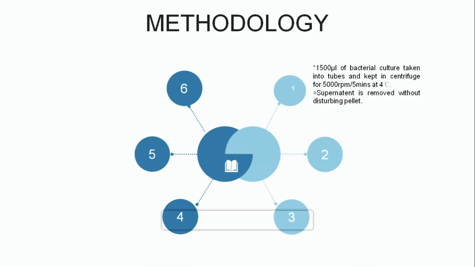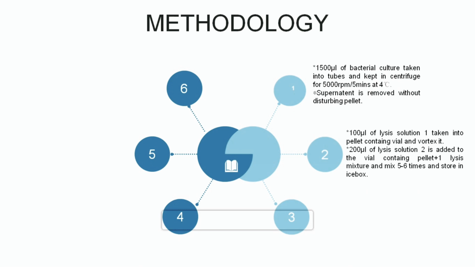And now the volume is set to 100 microliters. The lysis solution 1 of 100 microliters is taken into the pellet-containing vial and vortexed. Now again it is set to 200 microliters. Lysis solution 2 is added to the vial containing the pellet and mixed with the help of vortex 5 to 6 times, and it is stored in an ice box.